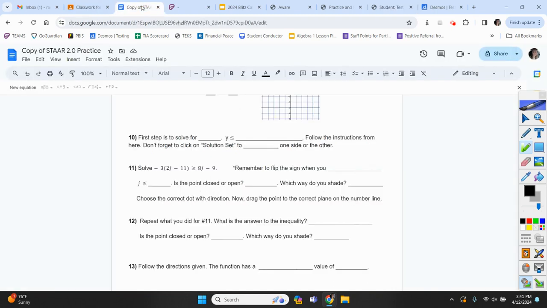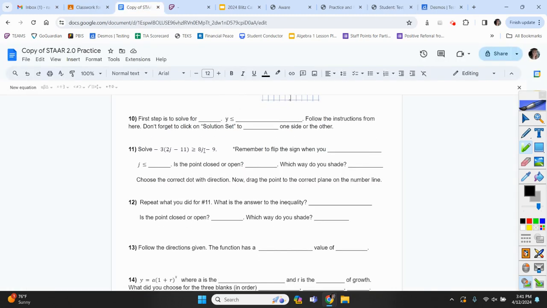Number 11. So you have to solve this. So remember, you can do that using Desmos. You have to cut this in half. Y equals the left side, y equals the right side, and that will give you the number. And then notice my sign's flipped. Instead of greater than or equal to, it's less than or equal to.